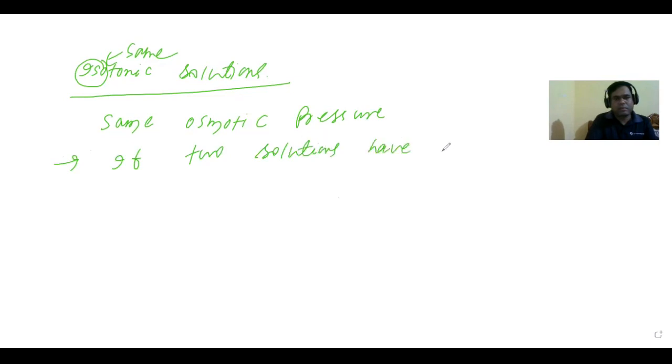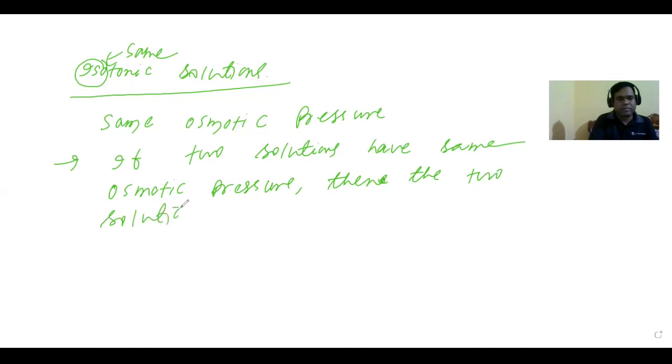If two solutions have same osmotic pressure, then the two solutions are called isotonic solutions. Okay.